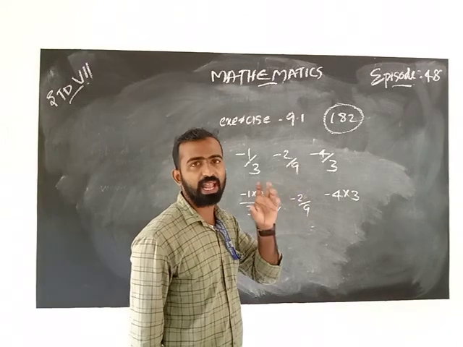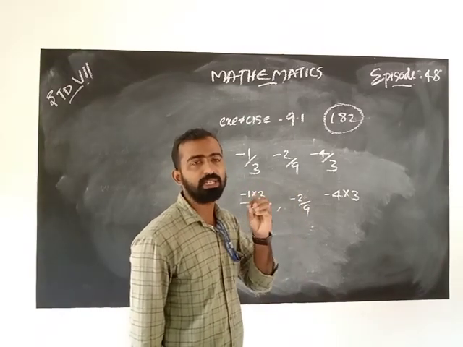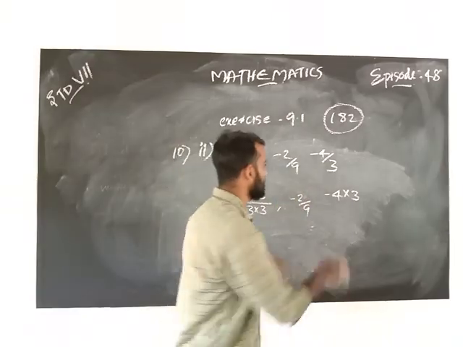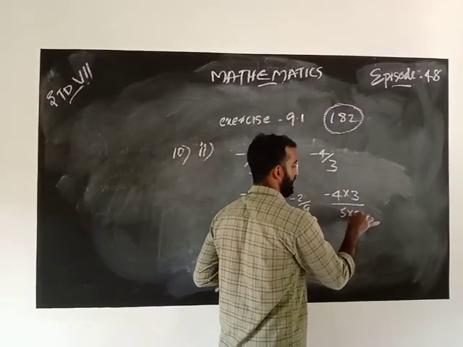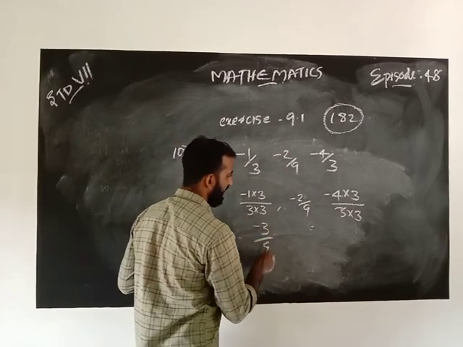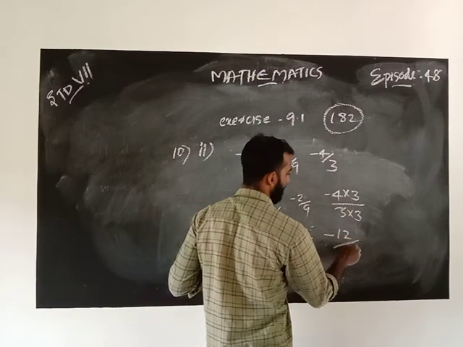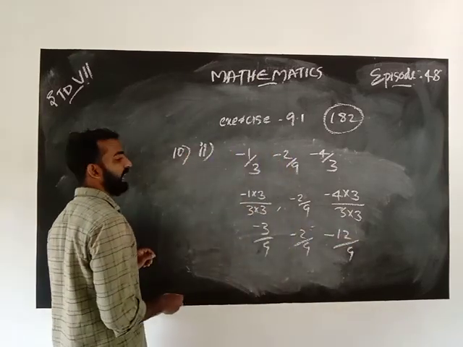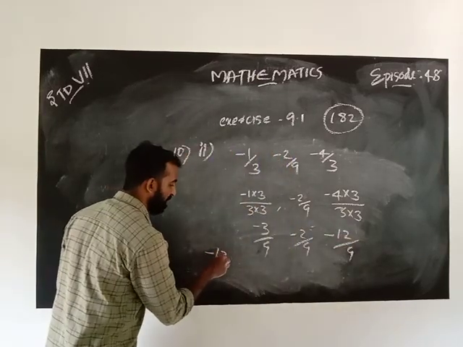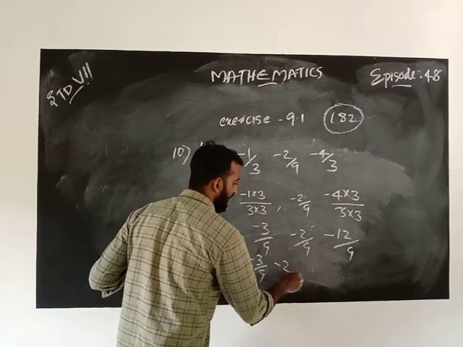When we apply an operation to the denominator, we apply the same operation to the numerator. That is 3 into 3. So we get negative 3 by 9, negative 2 by 9, and negative 12 by 9. The ascending order is negative 12 by 9, negative 3 by 9, negative 2 by 9.